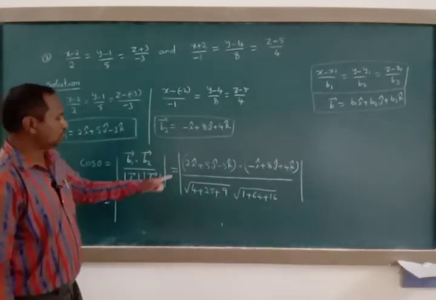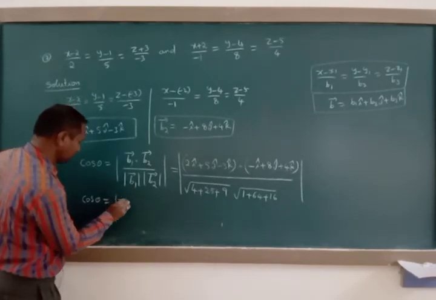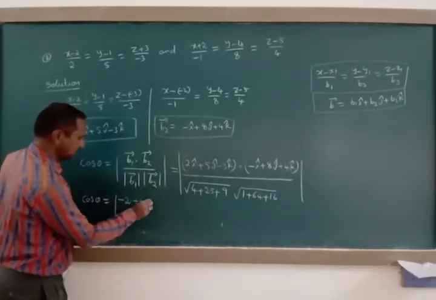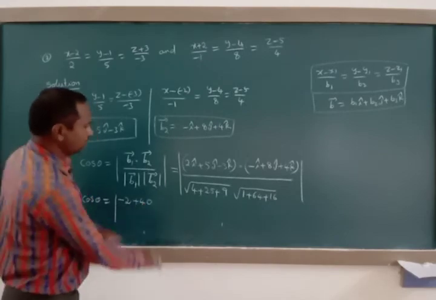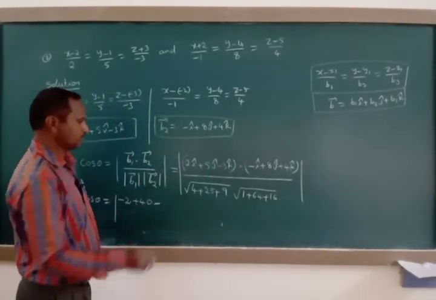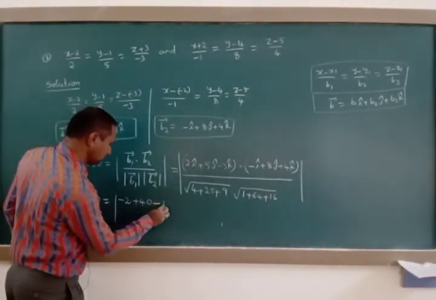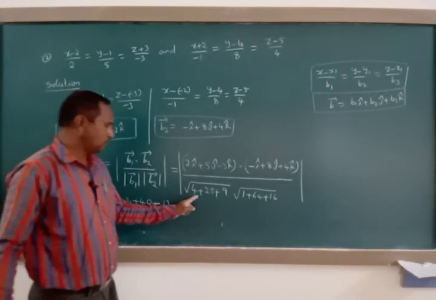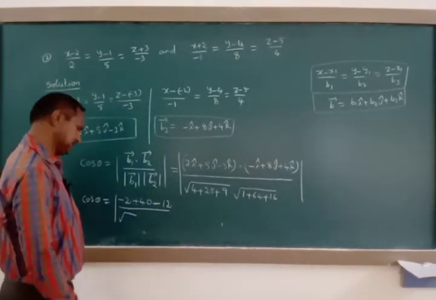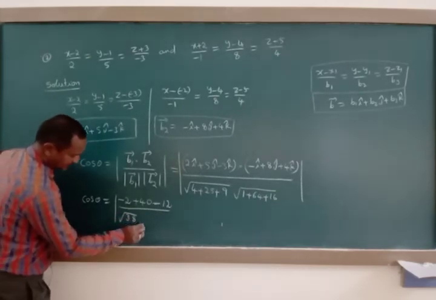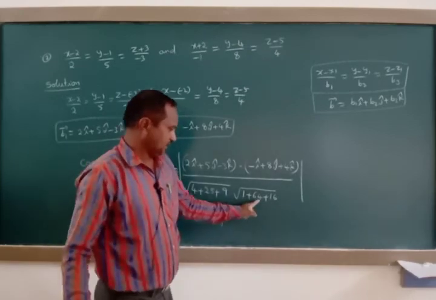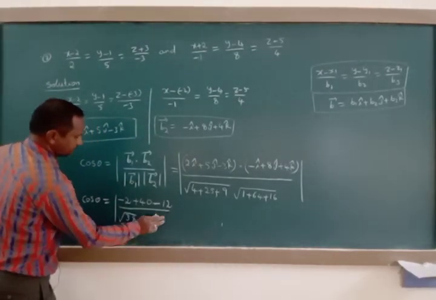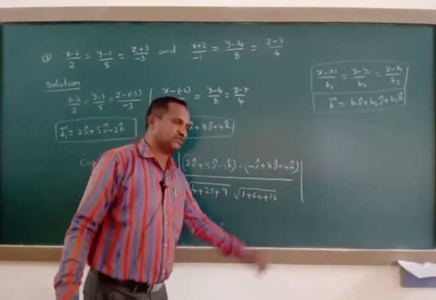Then cos theta is equal to modulus of 2 into minus 1, minus 2, plus 5 into 8, 40, right, and minus 3 into 4, minus 12, whole divided by square root of 4 plus 25, 29, 29 plus 9, 38, and square root of 65 plus 16, square root of 81. That is, 1 plus 64 is 65, plus 16 gives 81.